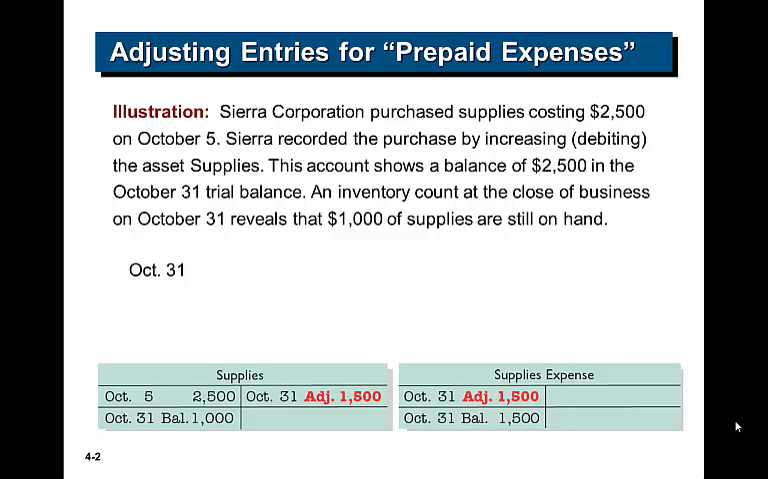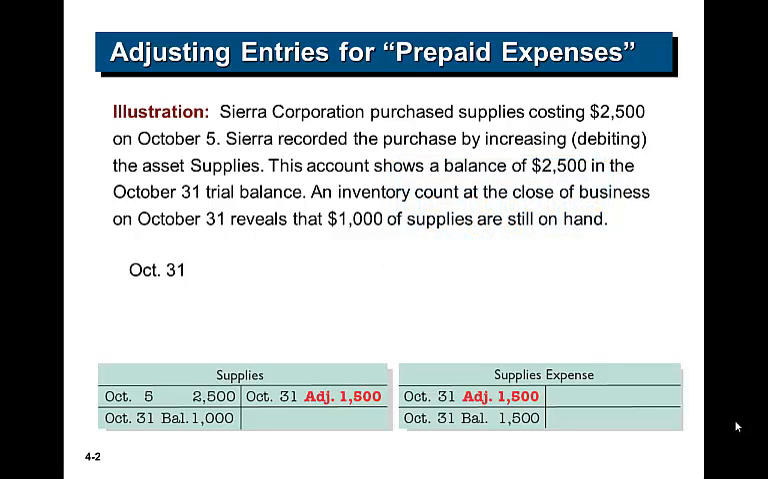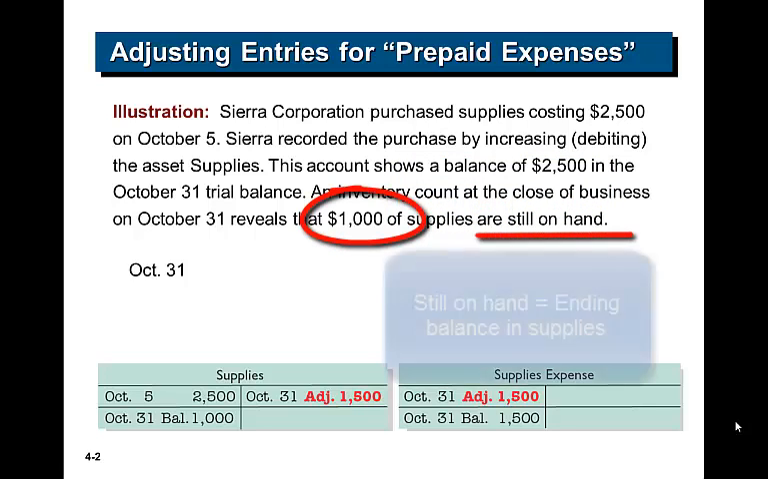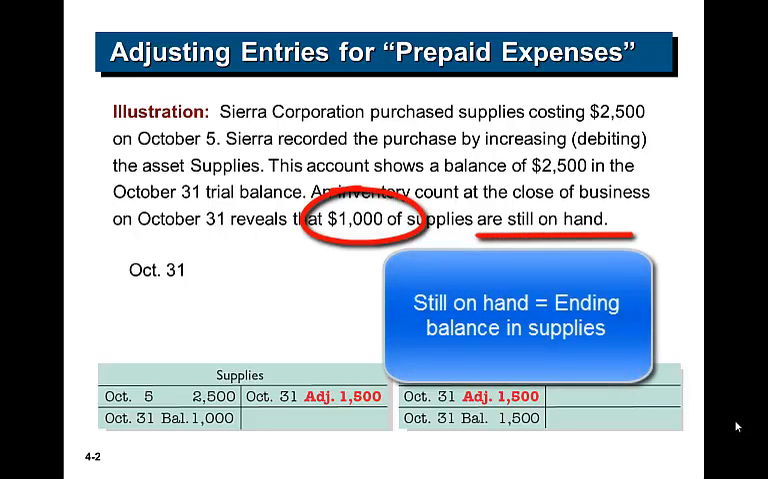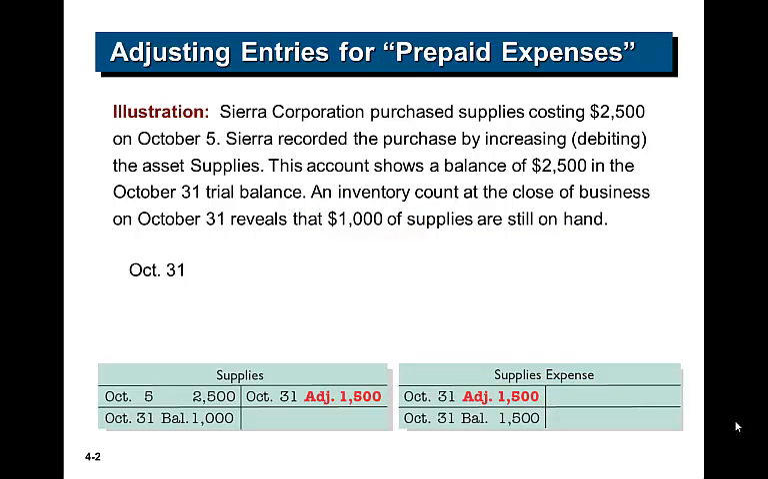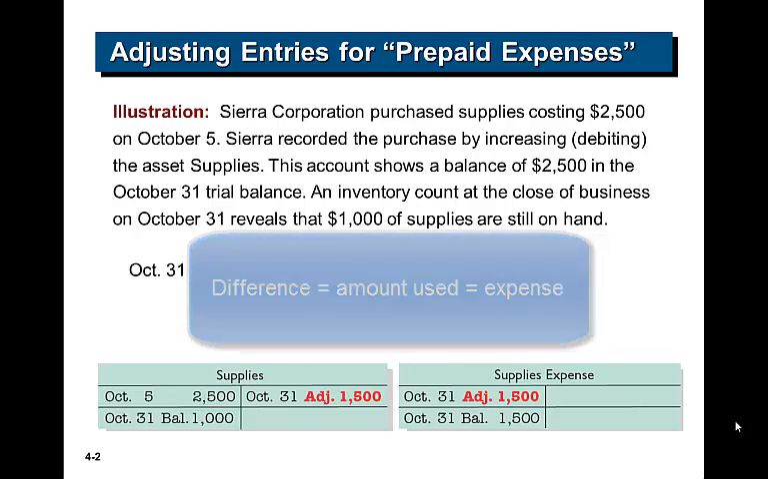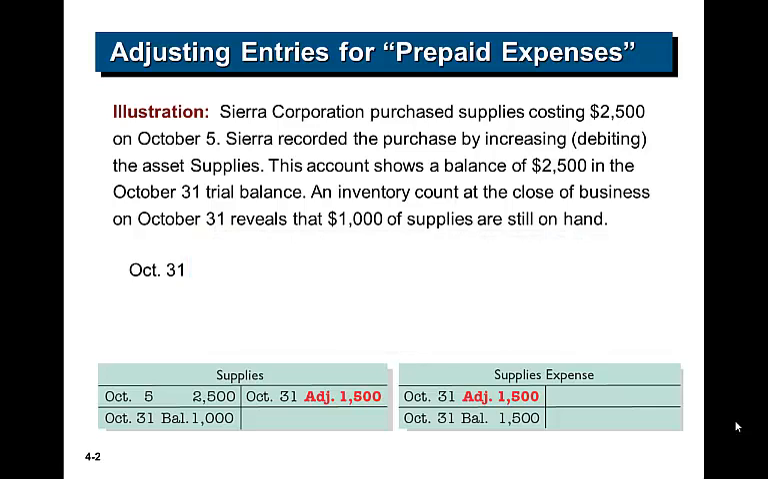When we journalized this transaction, we debited the asset account supplies. At the end of the period, the remaining supplies were counted, and it was determined that $1,000 of supplies were still on hand. This should be the ending balance in the supplies account because this is the amount that will still provide us benefit. The difference of $1,500 is the amount of supplies that we used during the period and should therefore be expensed. So, we need to record the incurrence of the expense and the reduction of the asset.